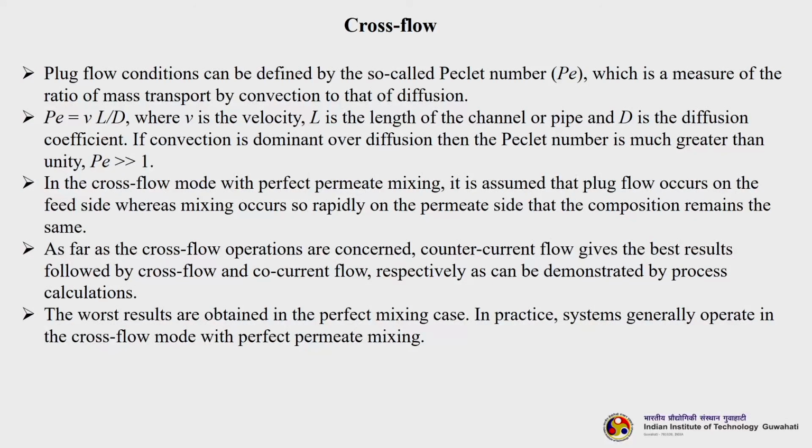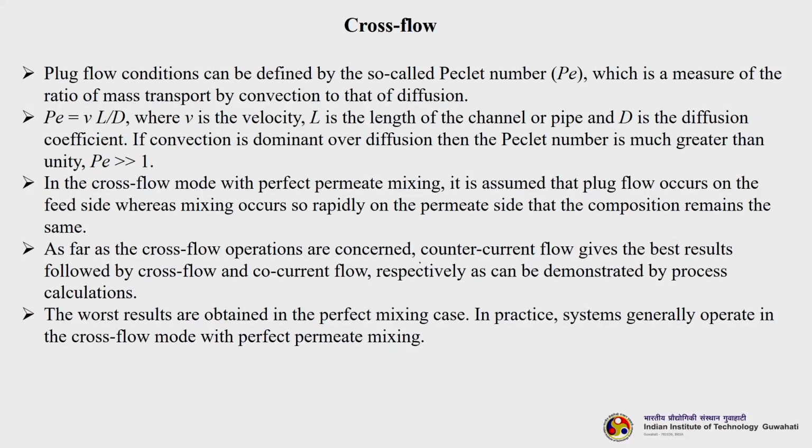So, if convection is dominant over diffusion, then the Peclet number is much greater than unity. So, it is much higher than 1, and in cross flow mode with perfect permeate mixing, it is assumed that plug flow occurs on the feed side, whereas mixing occurs rapidly on the permeate side, so that the composition remains the same. Since we are agitating both the feed and the permeate, the composition of the permeate mostly remains the same.